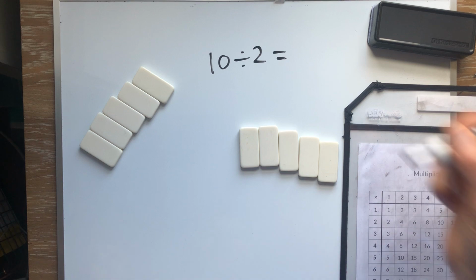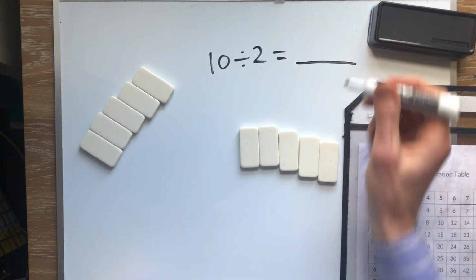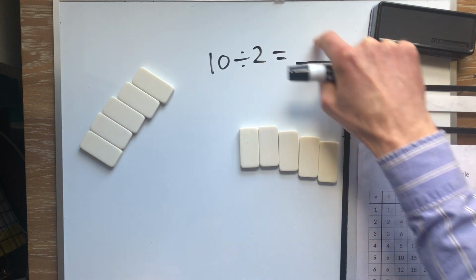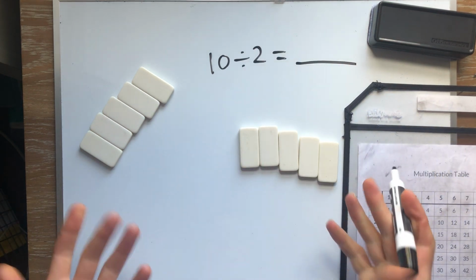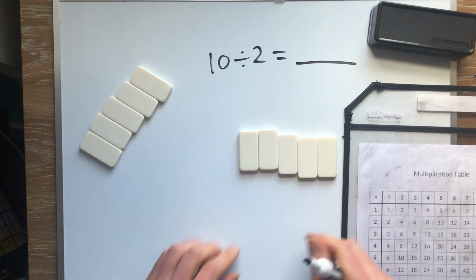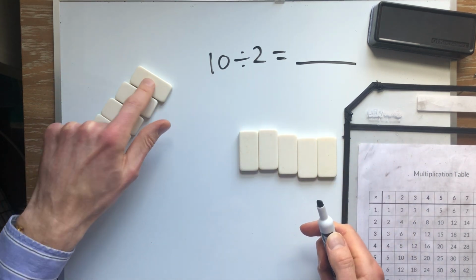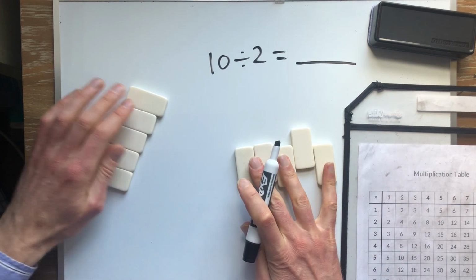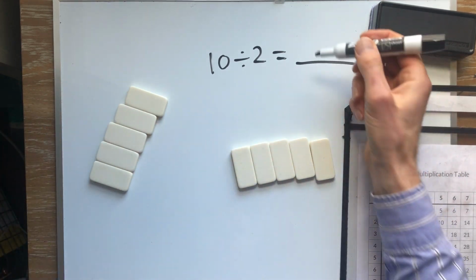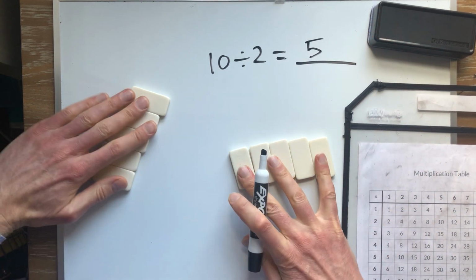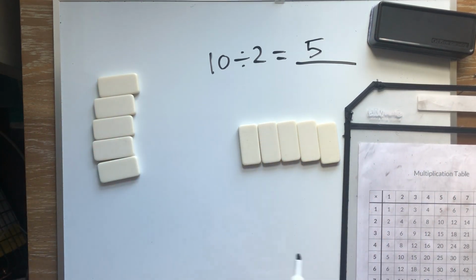Another way of thinking about that we were talking about last week is you can think 2 times what equals 10? Well, you can see right here, I have 2 groups, times 5. 1, 2, 3, 4, 5 equals 10. So 2 times 5 equals 10, because 2 groups of 5 equal 10.